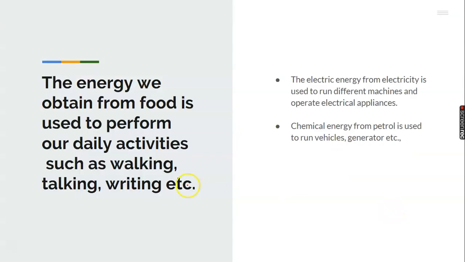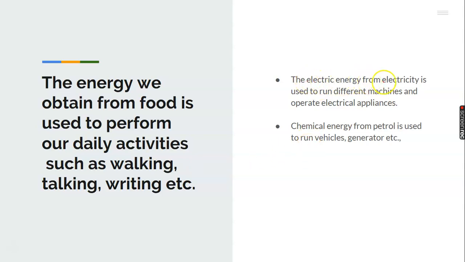So the energy we obtain from food is used to perform our daily activities. Anything you do daily is because you have the energy. And how can you have energy as a human being? It is because you've taken some rice or yam or bread, whichever thing you take. So the energy is always obtained from food, okay, which is used in carrying out our daily activities. You can walk, you can talk, you can write. Those are part of the things we do on a daily basis.